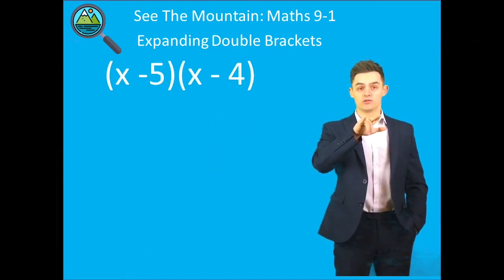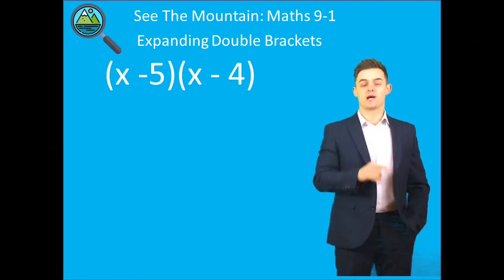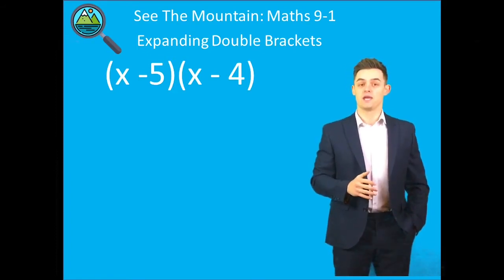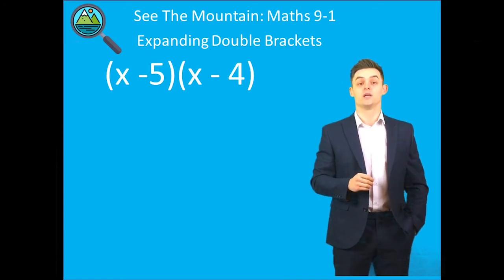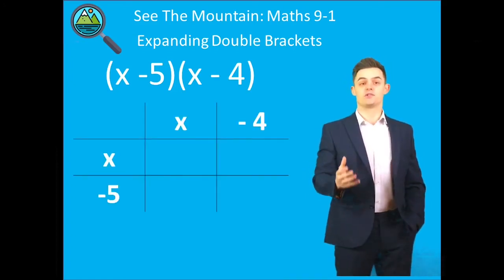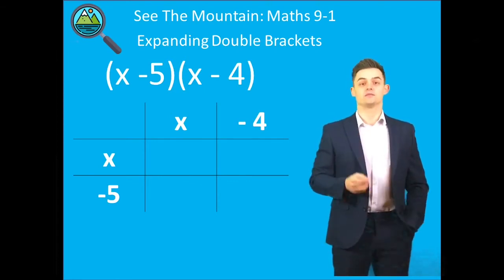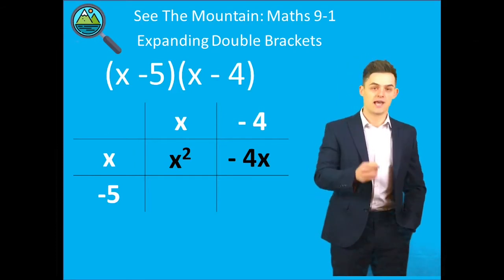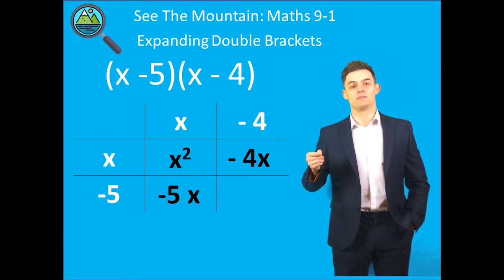Okay, so in this case, we've got two minuses in the example to the right of me. We've got x minus 5 in one bracket, and we've got x minus 4 in the next bracket. Again, pause the video, have a go, I'll go through the solution in a second. Okay, so again, we're just answering it exactly the same way. So we've got x times x, x squared. X times minus 4, minus 4x. X times minus 5, minus 5x. Minus 5 multiplied by minus 4.